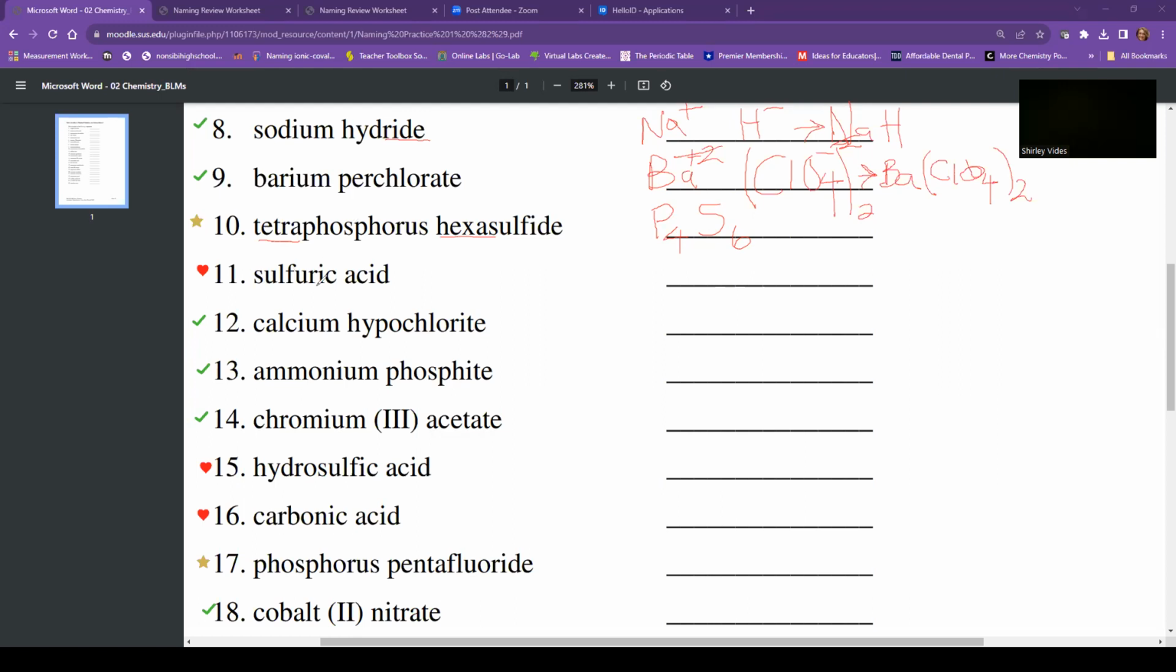Now, sulfuric acid. See how there's no hydro in front of it? Since we know it's an acid, it's the H plus, and the SO4 2 negative, because sulfuric, ic comes from ate. All right, and when we put it together, it's H2SO4.